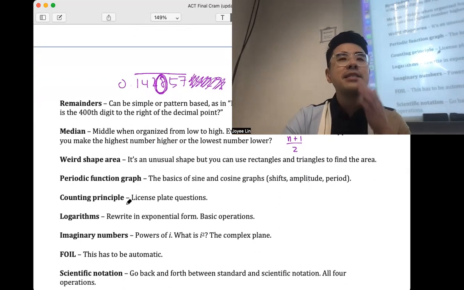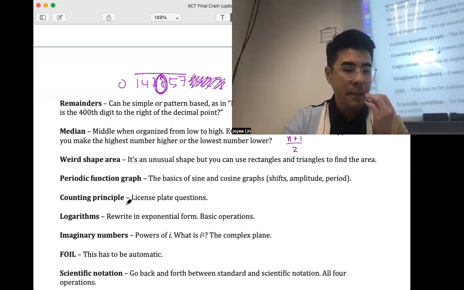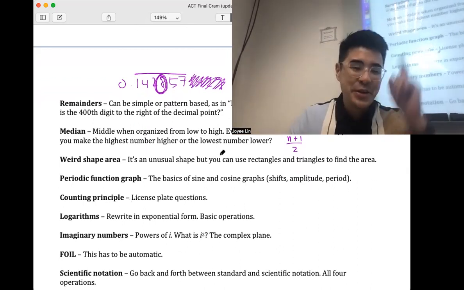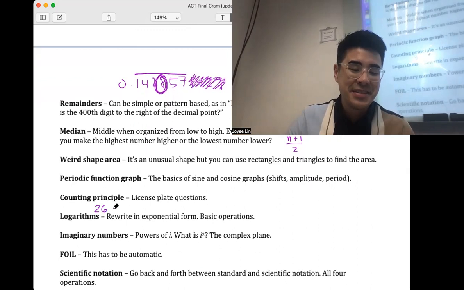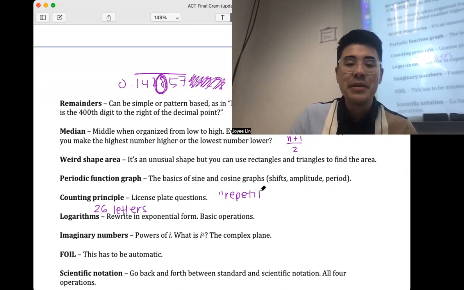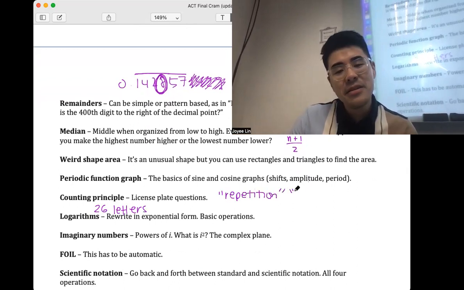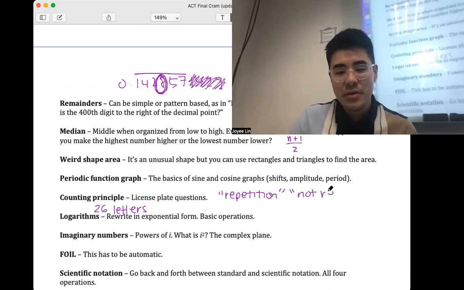Counting principle on license plate questions or password questions. What's the trick here? What do you need to remember? Well, there's 26 letters. Yes, you need to remember there's 26 letters. And if they repeat, right? You need to pay attention to repetition or not repetition. The other thing that students forget is how many digits are there? 10, right? People think there's 9 digits. People forget 0. 0 is a very lonely number sometimes.